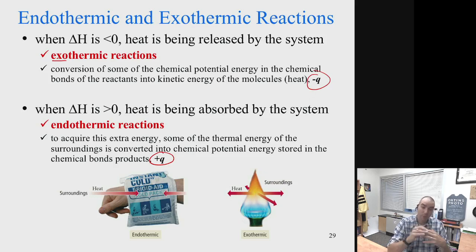And we think of flames. Flames are a classic example of exothermic. We experience them as hot because we're the surroundings, and it's transferring heat from the chemical bonds to us. It's releasing that heat into the surroundings.